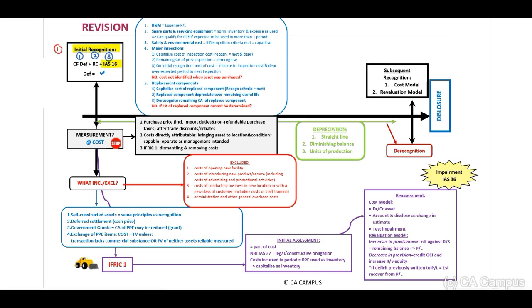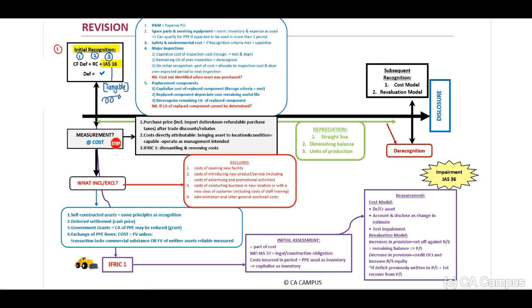This definition indicates to us that the asset should be tangible. Now, what is the meaning of tangible? You should be able to touch the asset. And this asset should be held in the use of production. Therefore, guys, think about a machine.